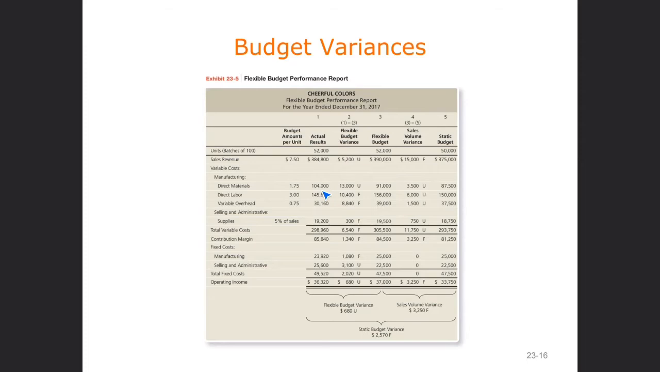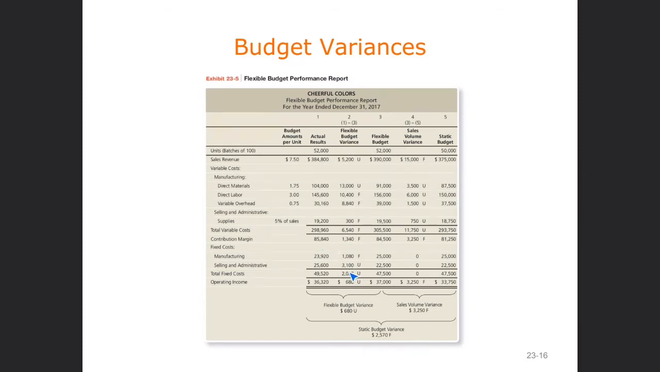This amount is greater than this amount. Our actual was higher than our budgeted. So because actual was higher than budgeted, it's going to be unfavorable. If we look up here at our revenue account, our actual revenue was less than our budgeted revenue, so that is also unfavorable. Why? Because actual was less than what we thought we were going to get. So we're not happy. We didn't get as much money as we thought we would. So that's why that's unfavorable. And that's how you would review all of these.